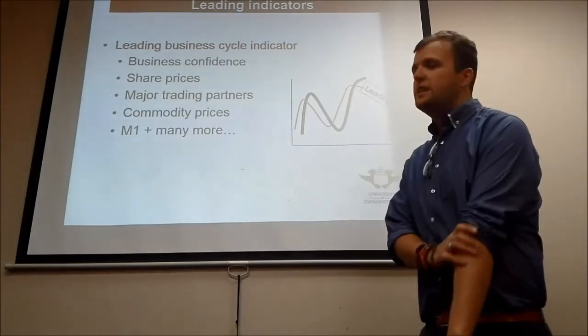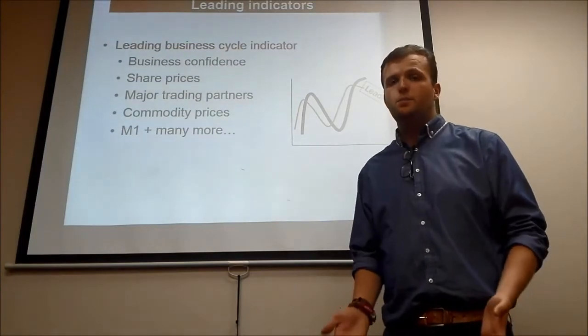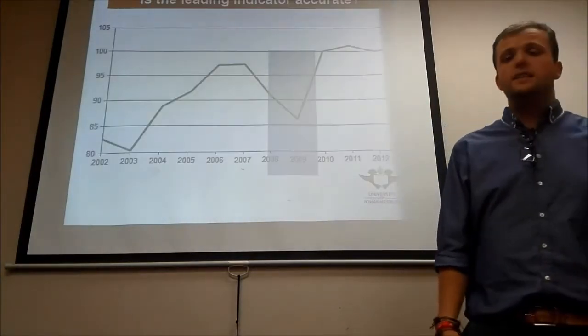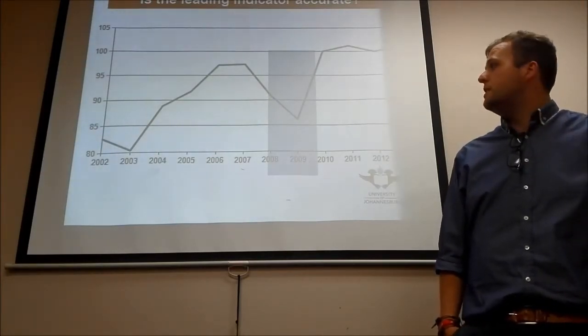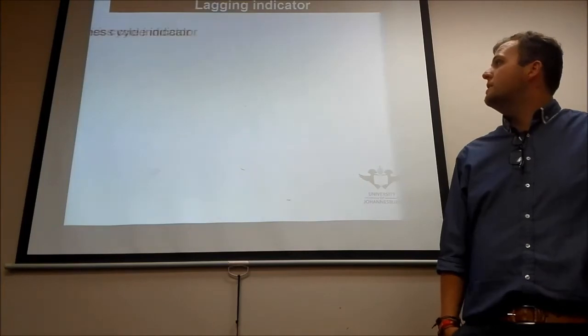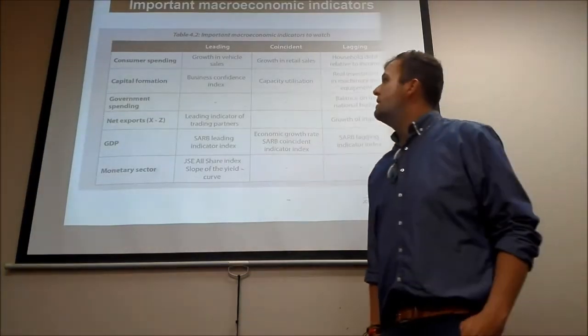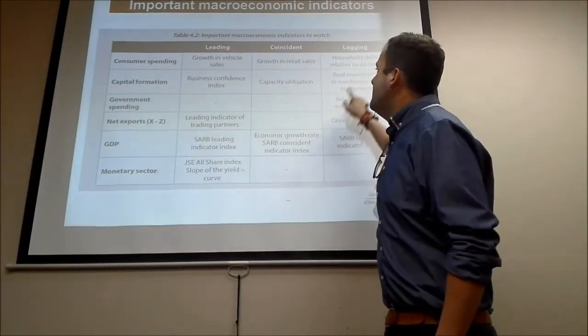And then your coincident indicators are just the ones that are moving with your economy. So if my economy is in a boom phase, my coincident indicators are also in a boom phase. These indicators help you explain where your economy is at, where it was, and where it is going to be. So you can use this table, which is in the textbook, quite nicely. It shows you some leading, coincident and lagging indicators.